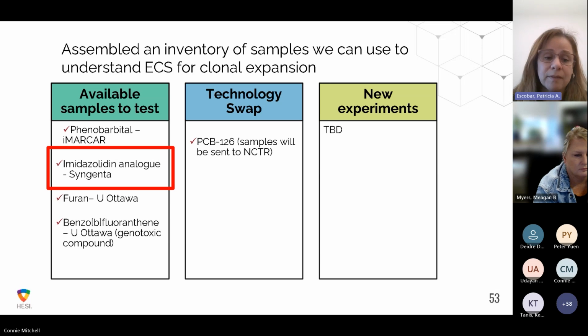So we identified that we have these available samples from this group. Syngenta actually provided the samples. They had an imidazoline analog, and they had a very nice set of samples that we could use. So that's what is going to be our pilot study, based on the following characteristics. I think if you go to the next slide.